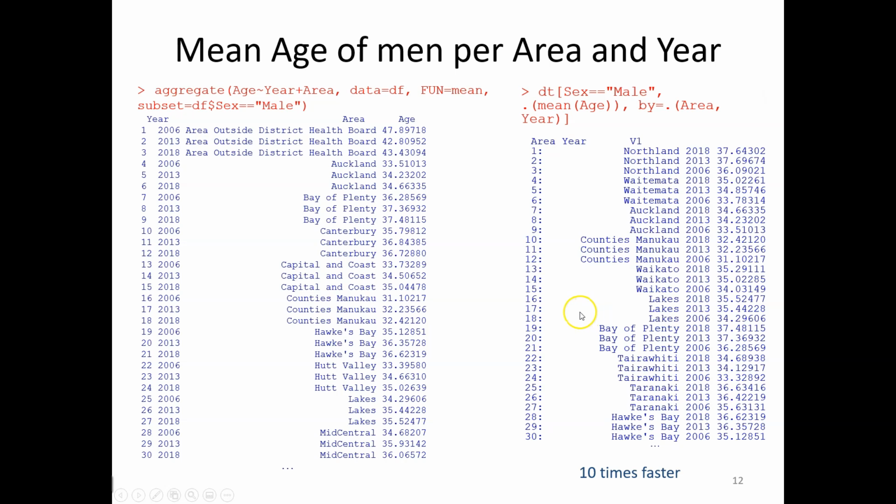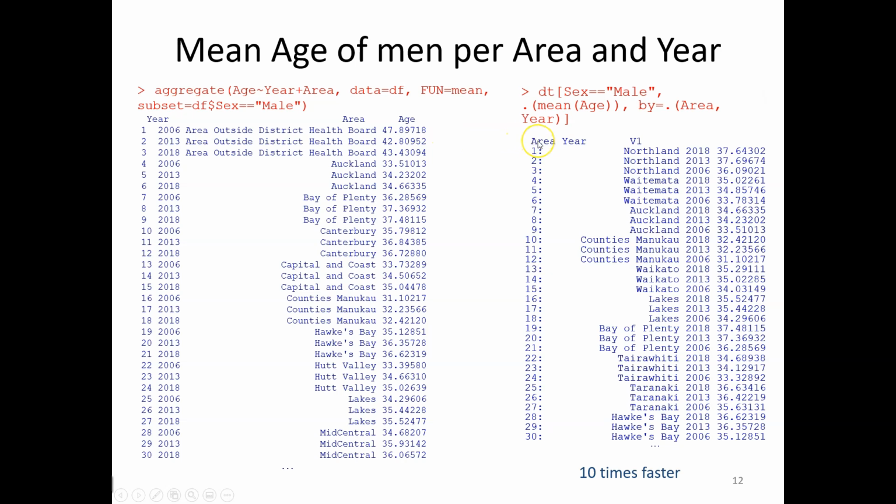If instead you want to calculate the mean age of men per area and year, for a data frame you would possibly use aggregate. So you can write aggregate age as a function of year and area, and the data is in df, and the function is mean, and we would like a subset, so we only get the males. And the output is all kinds of combinations between years and areas, and for each of these combinations we get the mean age of the men.